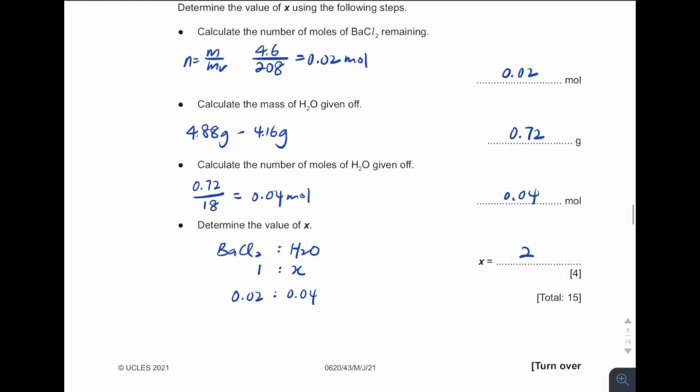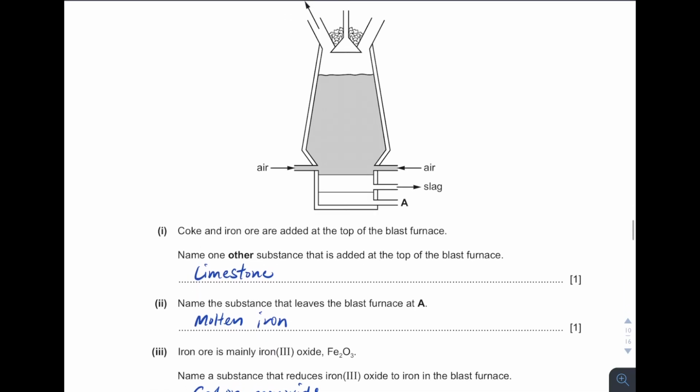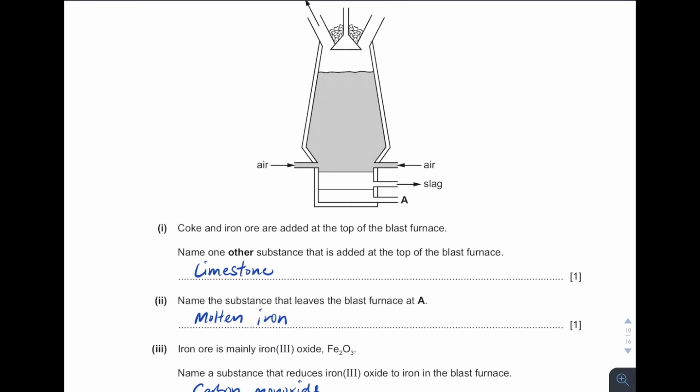Then, furnace. Name another substance that is added at the top of the blast furnace. Other than coke and iron ore, what else? It is limestone. Remember, limestone, coke, and air are the raw materials that are added into the furnace. Then the substance that leaves the blast furnace at A. A is over here. It is below the slag. Remember, which one will always stay below the slag? It is molten iron, which has a greater density.